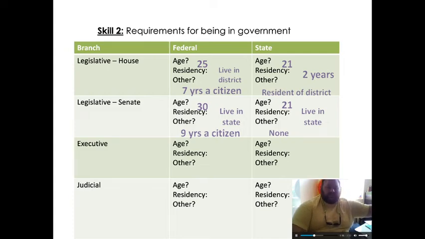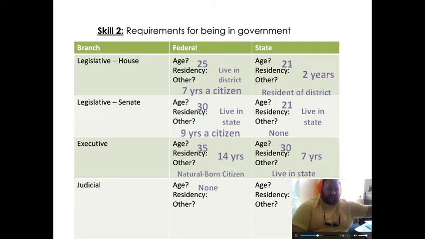The executive branch, or the President of the United States of America, you must be 35 years old, live in the country for 14 years, and be a natural-born citizen. In order to be the governor of Florida, you must be 30 years old, be a resident of Florida for 7 years, and live in the state.